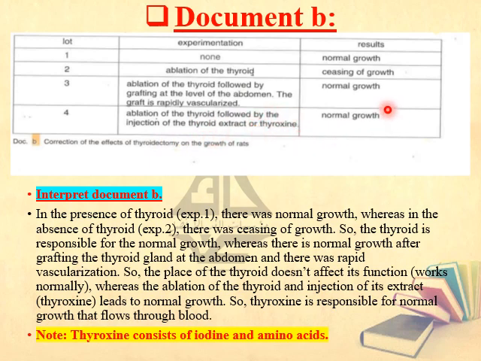your body will work normally and you will have normal growth, because despite the absence of the thyroid gland, you are receiving the hormones that are secreted by such a gland, so your body will work normally. It will not be affected, okay? So this is all about document B.